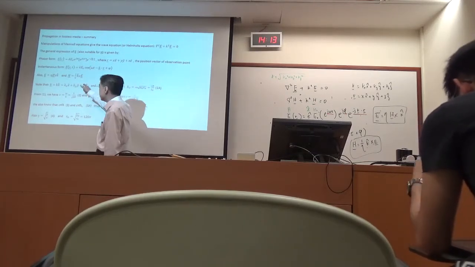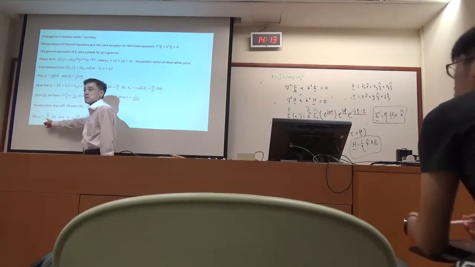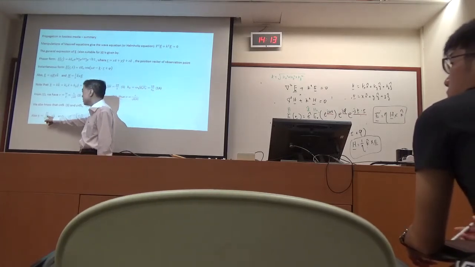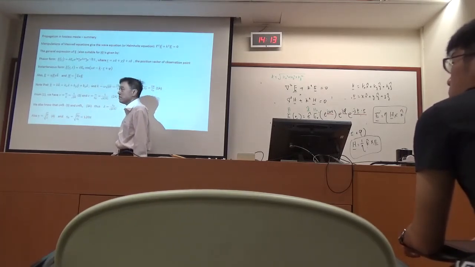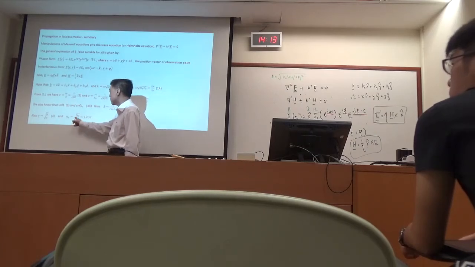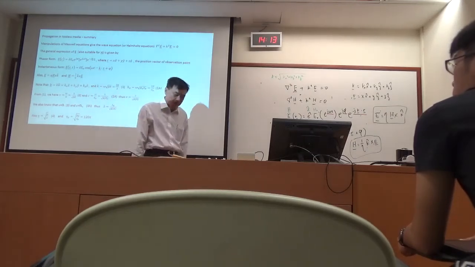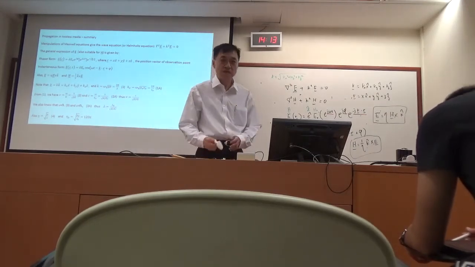And one last thing: this ζ here, which is your intrinsic impedance, is equal to square root of μ over ε. And for free space, ζ0 equals square root of μ0 over ε0, which is 120π.